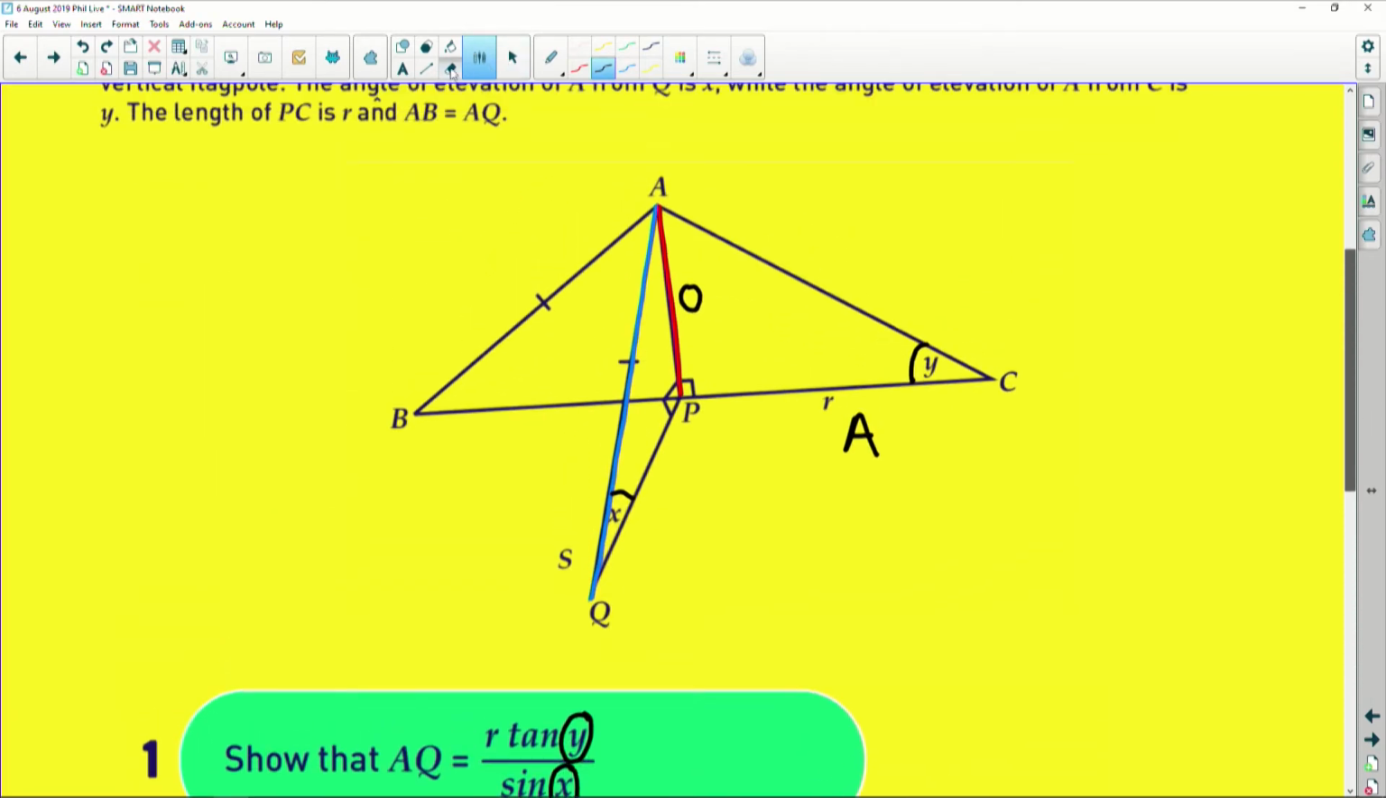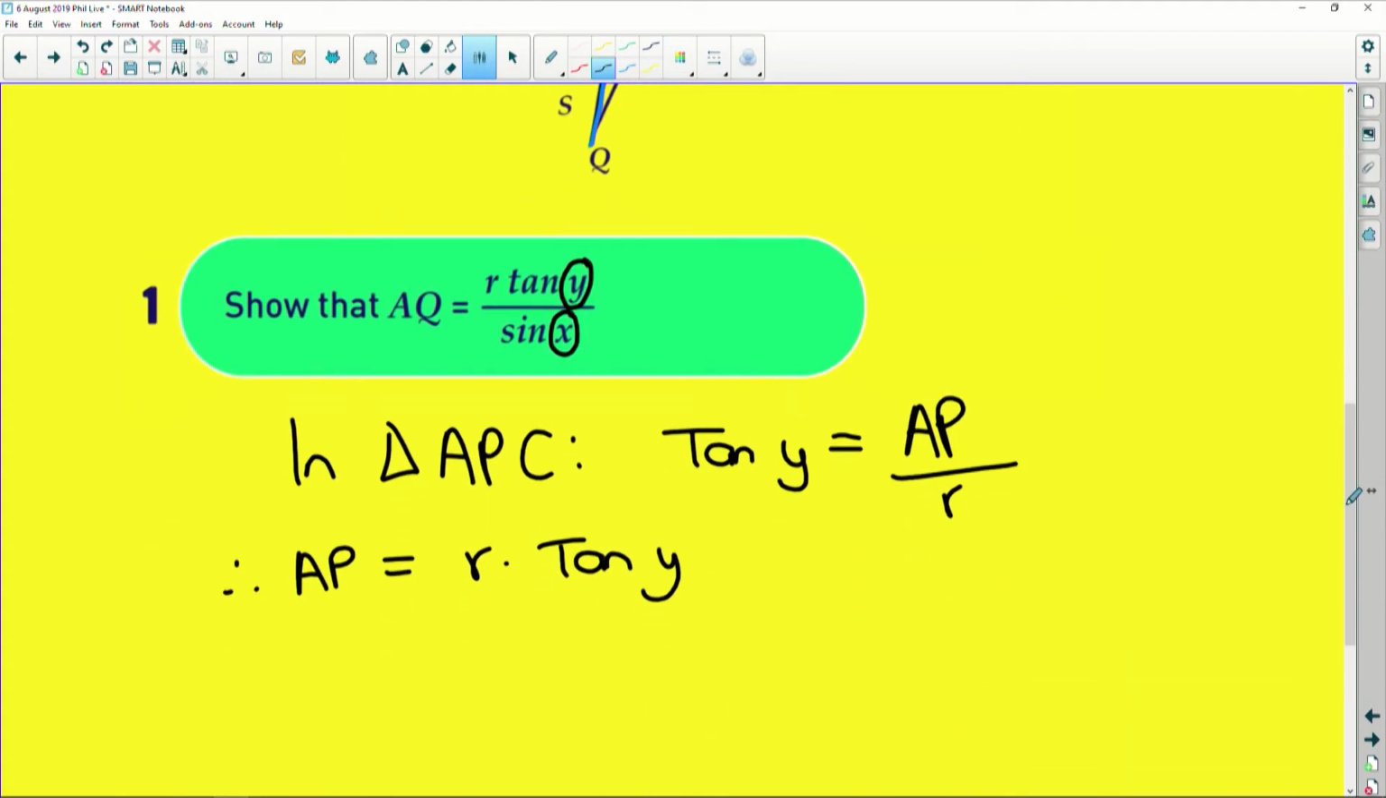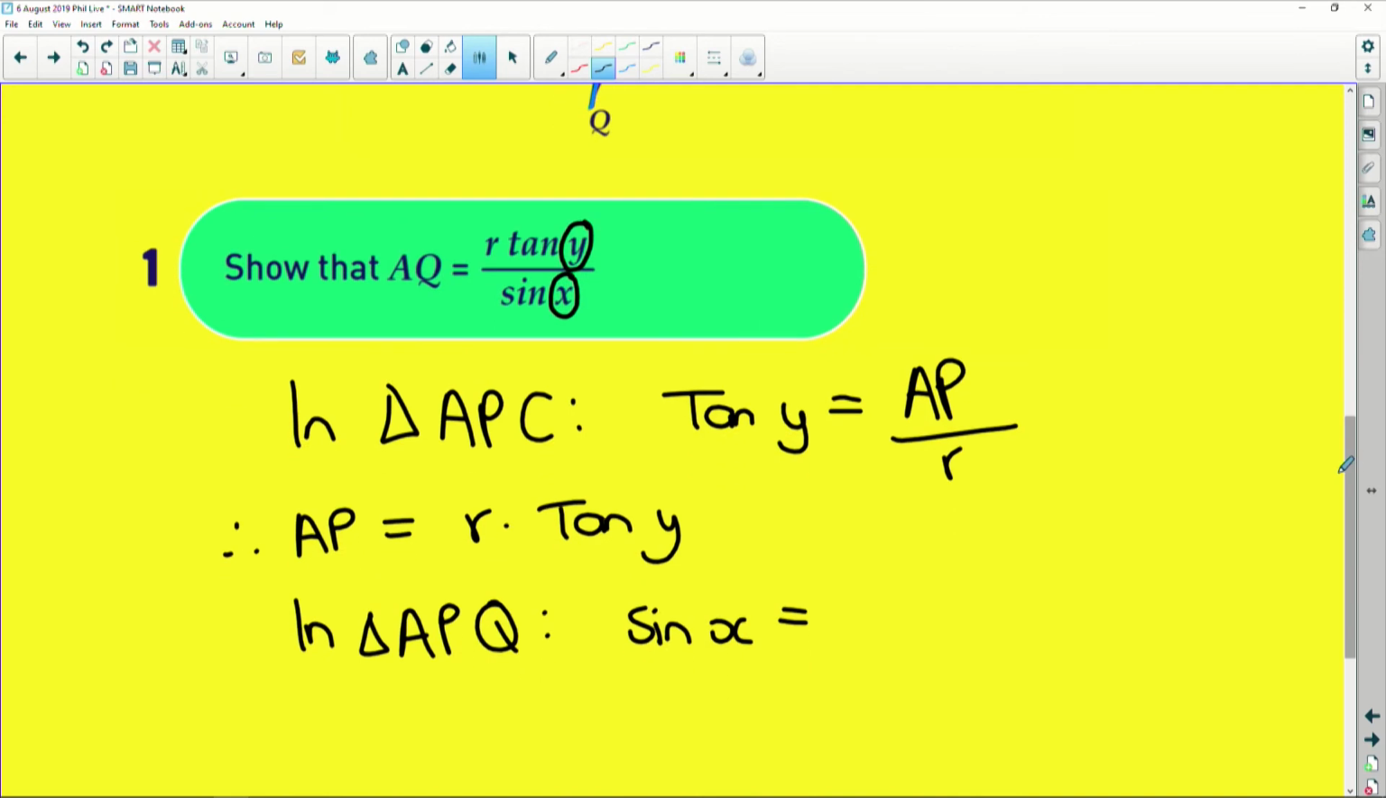Now in the second triangle, triangle APQ, we are looking for side AQ, which is this blue side. That is the hypotenuse, remember? We have an expression for AP, and AP is the side opposite angle X. Which ratio involves opposite and hypotenuse? Sine. So in triangle APQ, sine of x is equal to the opposite, which is AP, divided by the hypotenuse, which is AQ.